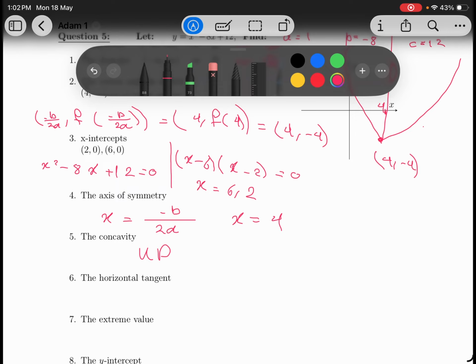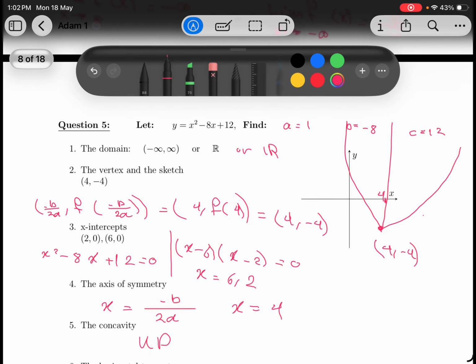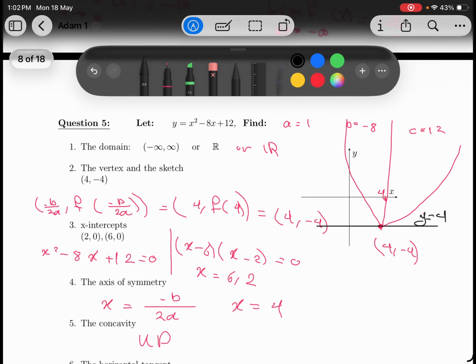Okay, the horizontal asymptote, and there's only one single horizontal asymptote. It's really unique, and it passes through the vertex like this, so it will be y equals minus 4. What's special about this? It passes through the vertex.